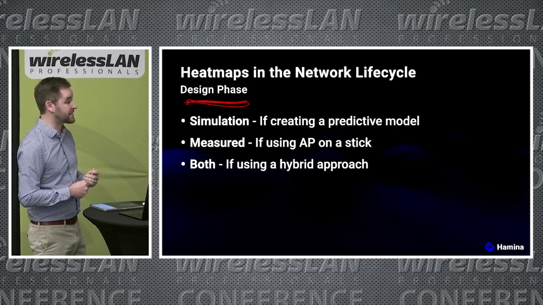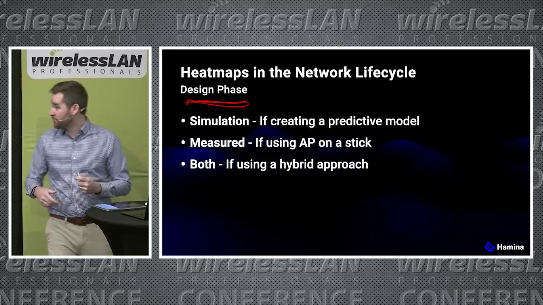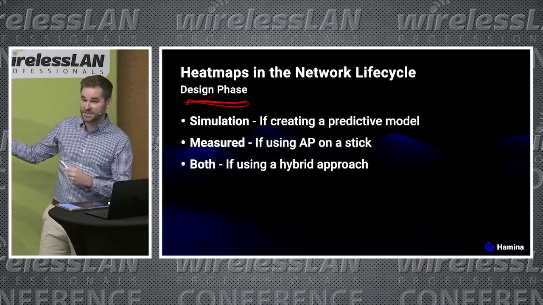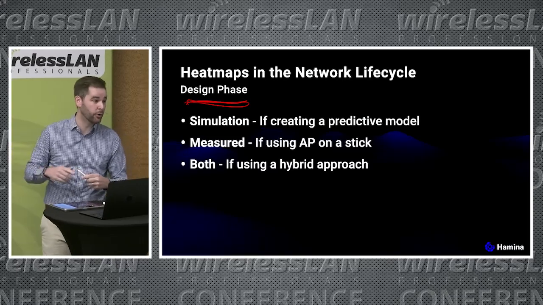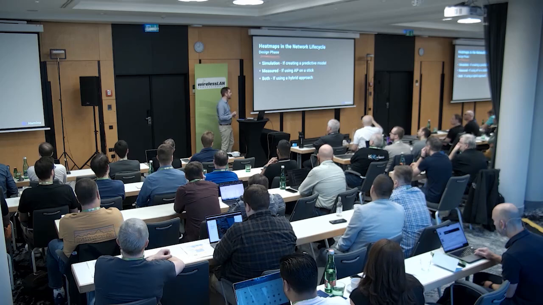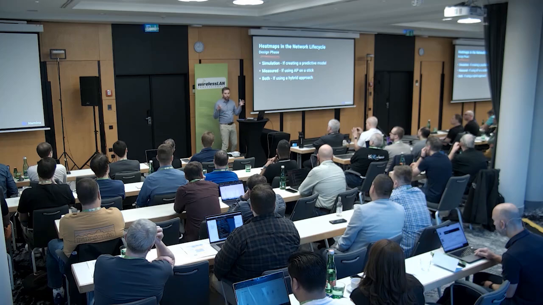The second way that you might design a network is with measured data by using an AP on a stick. I don't know if you can see them on camera or not, but there are a few AP on a stick rigs here at the front of the room where we take an access point, put it on a stick, and survey around the access point. The great thing about this is that we build a heat map based on real-world measurements.